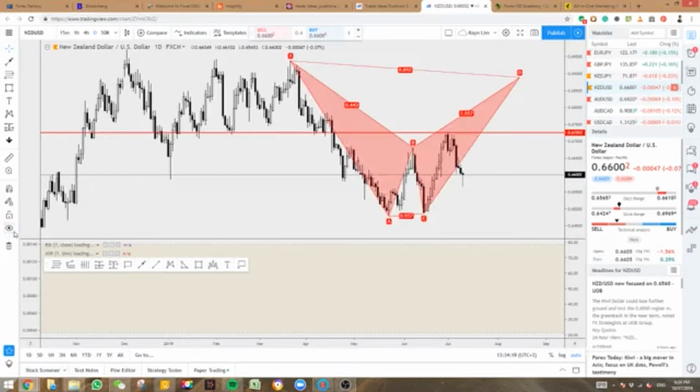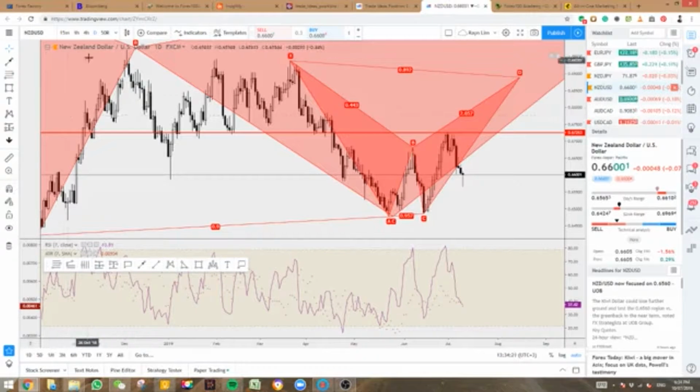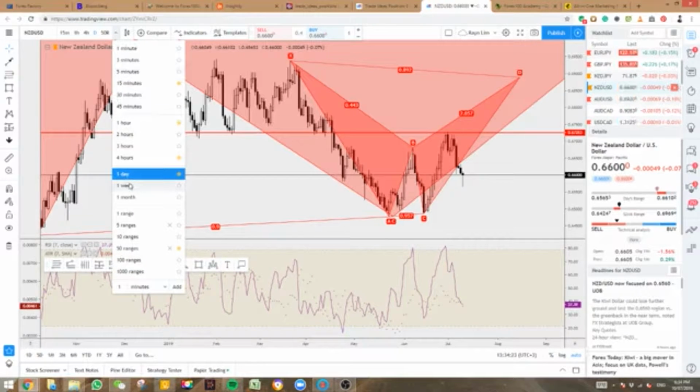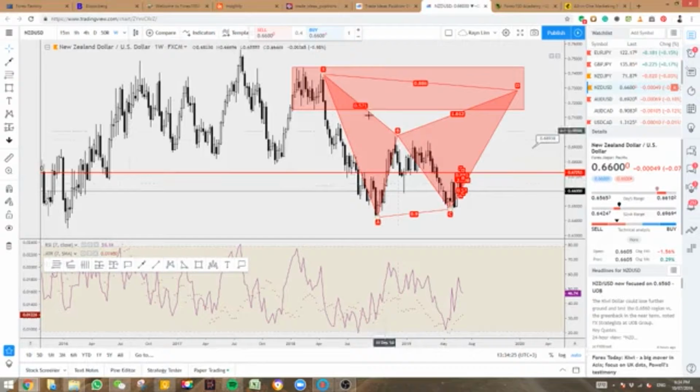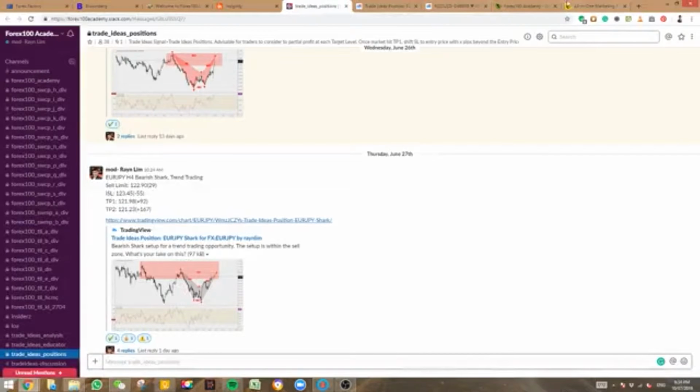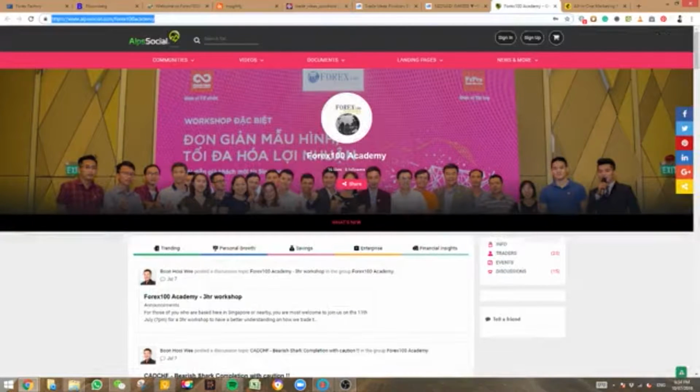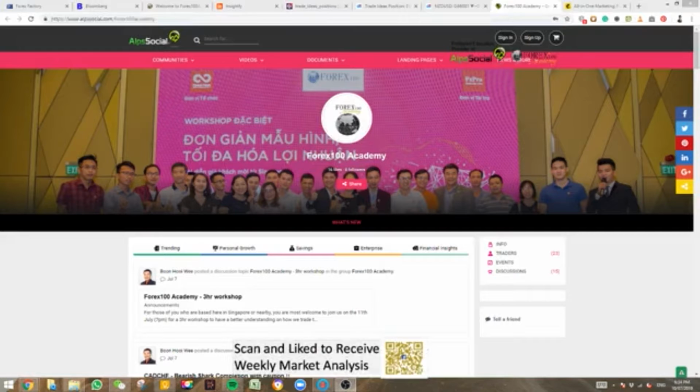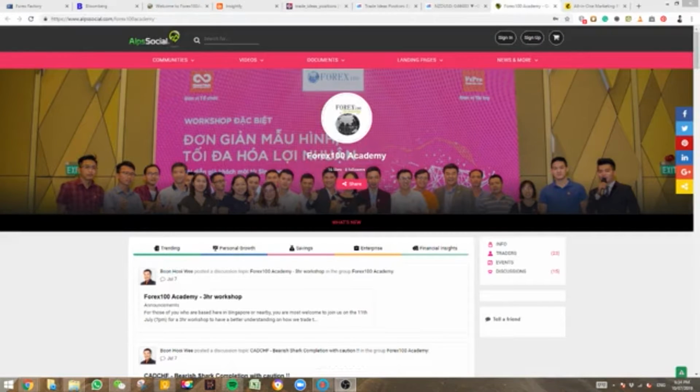To the daily chart, in this case, we head up to the weekly chart first. On the weekly chart, we have this bat pattern completing at 7282. If you are already following us on Alp Social, I've already shared this analysis on Alp Social.